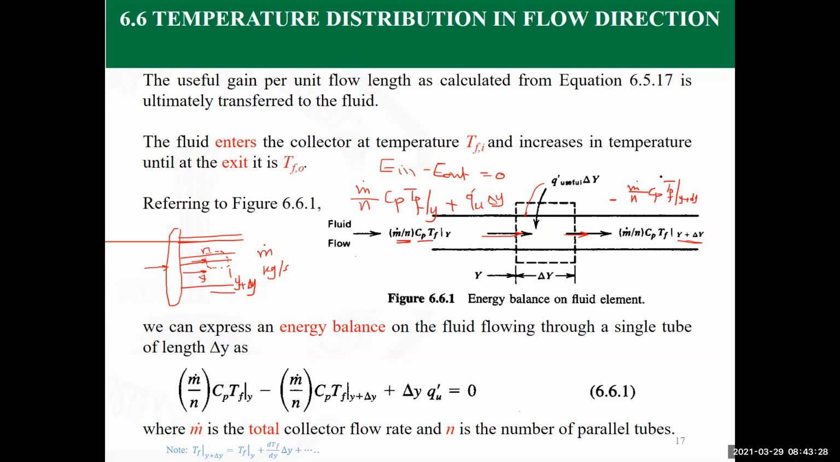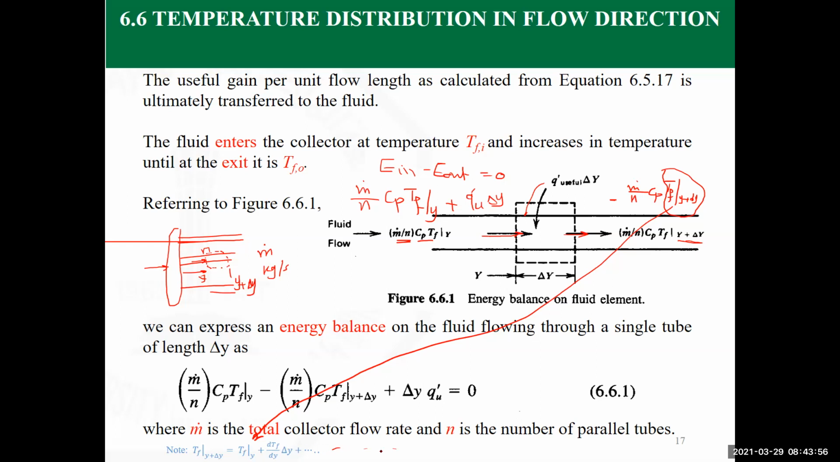To simplify, we take this T fluid at y plus dy and we expand it in a Taylor series expansion, which is basically what you see here below: Tf at y plus dy is Tf at y plus dTf by dy into dy, plus 1 over factorial 2 d2Tf by dy squared delta y squared, plus 1 over factorial 3 and so on.